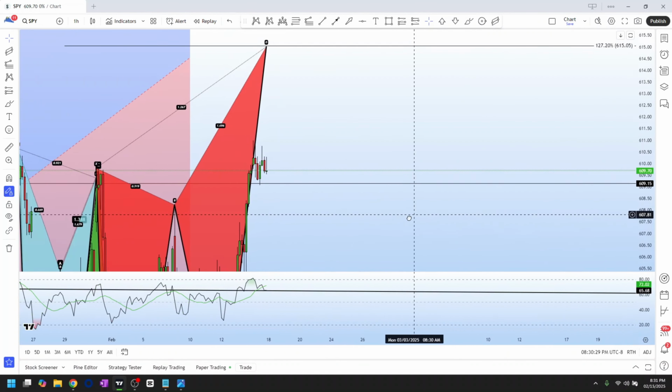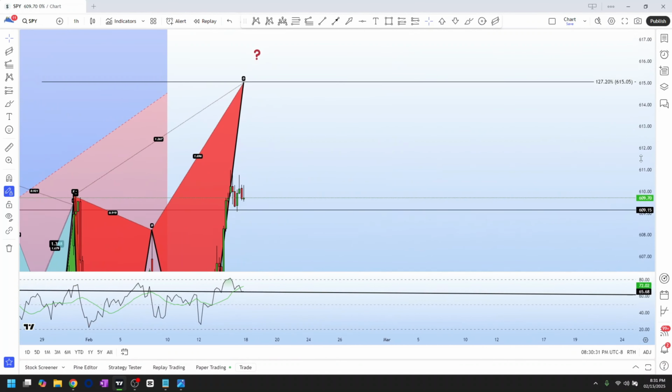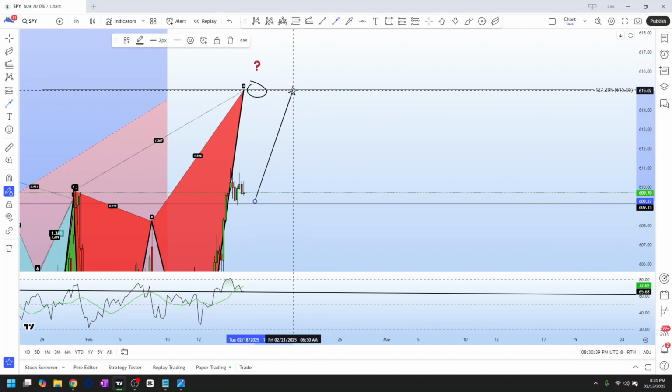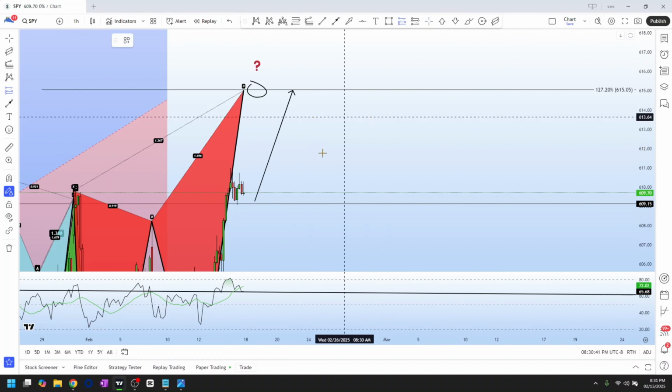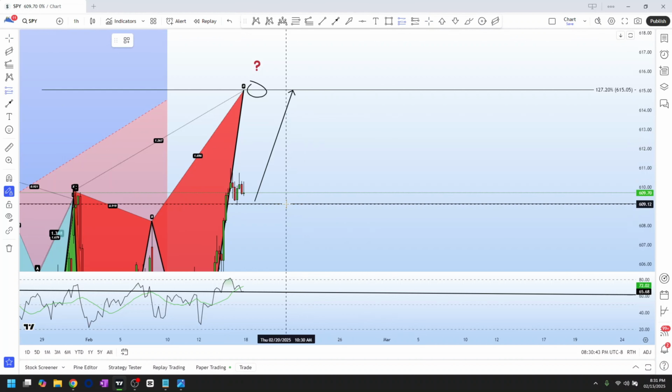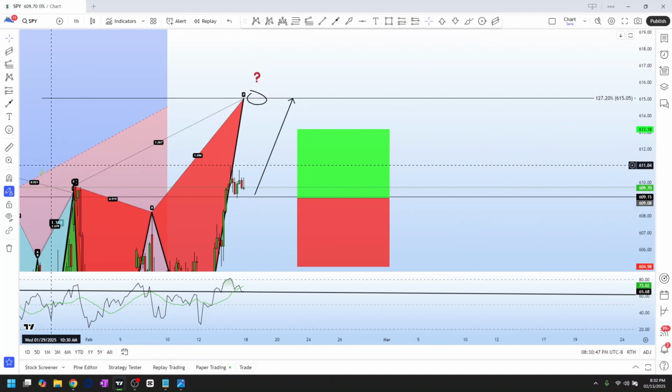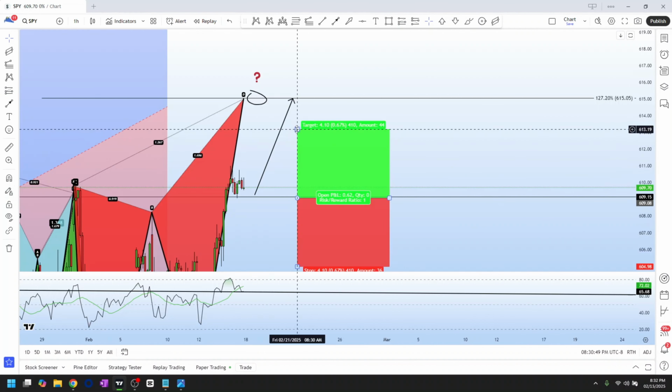A short-term trader or a scalper might be saying, well, if you're telling me that we can get at least up to here, then I want a piece of that action, right? And that could be profitable, right? Look at this. Let me turn the magnet off. Let's say that was the target.